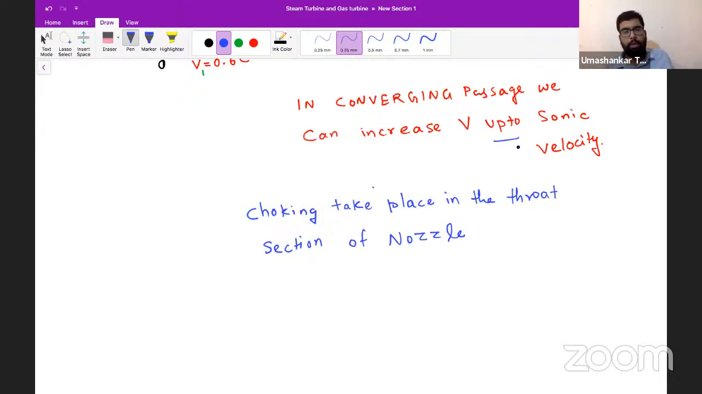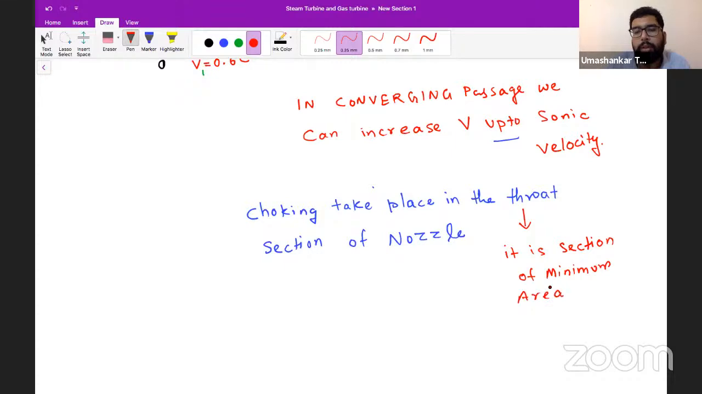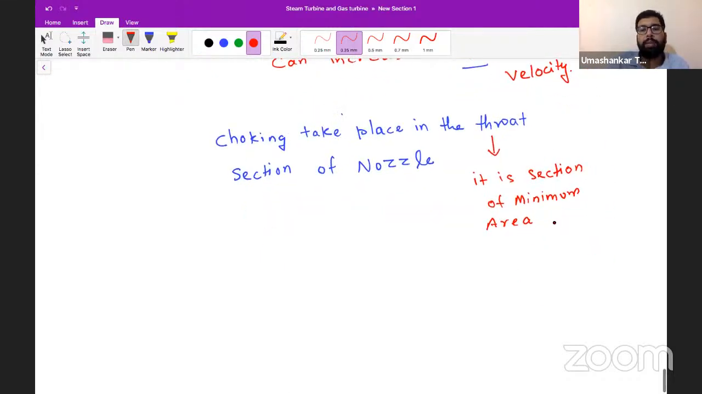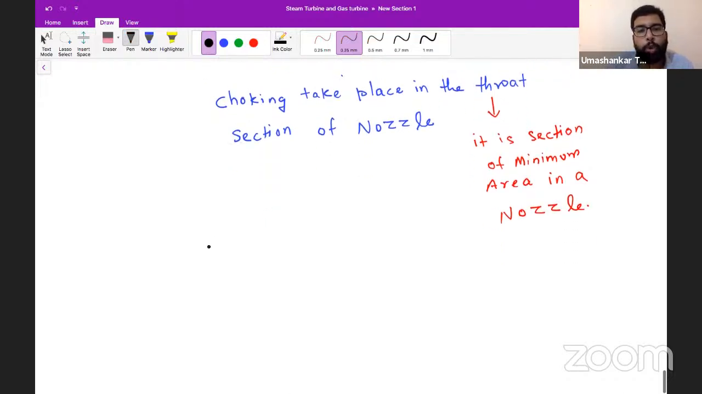Yes or no? Clear or not? So choking takes place in the throat section of the nozzle. And what is the throat? It is the section of minimum area in a nozzle. So this choking is very much important.